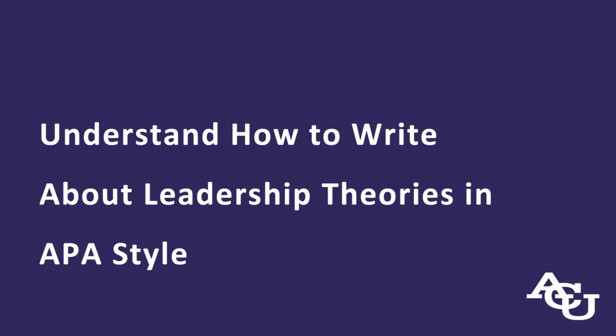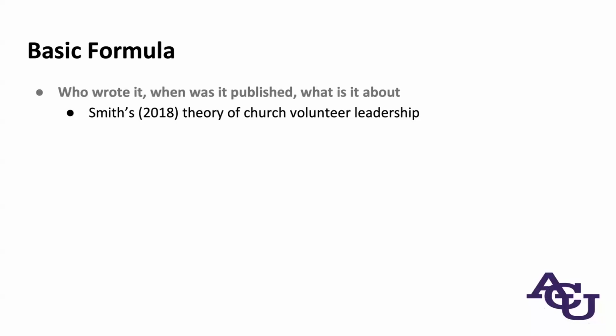All right, so let's talk about leadership theories in APA style. The basic formula is rather familiar for anything in APA style. You want to tell us who wrote it, when it was published, and what the key thing is about. So, for example, Smith's 2018 theory of church volunteer leadership.